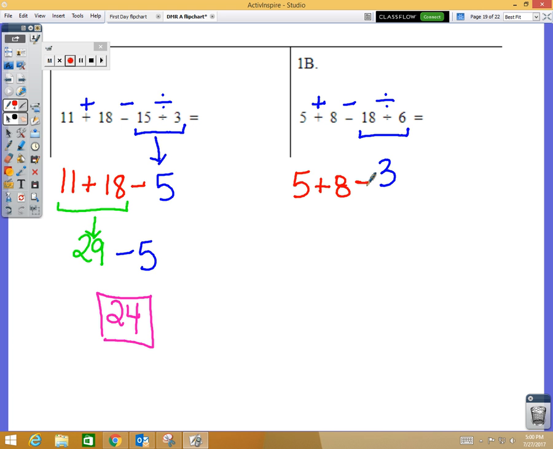And it's okay if it kind of gets off the line like mine is right there. This work is for you, but it should still be as neat as you can make it. So next I want to do my 5 plus 8, and 5 plus 8 is 13. And then I'm going to bring down that minus 3, and 13 minus 3 is 10. Final answer, so I'm going to box it in.